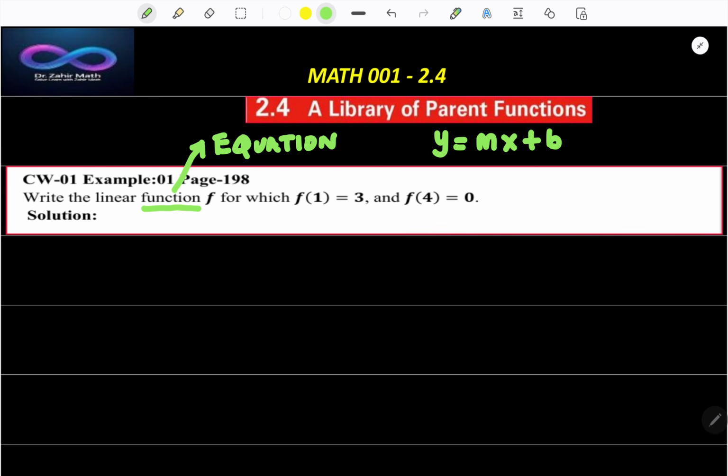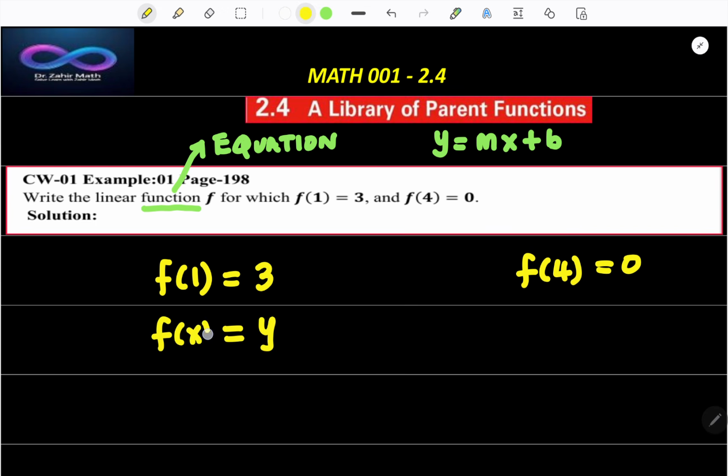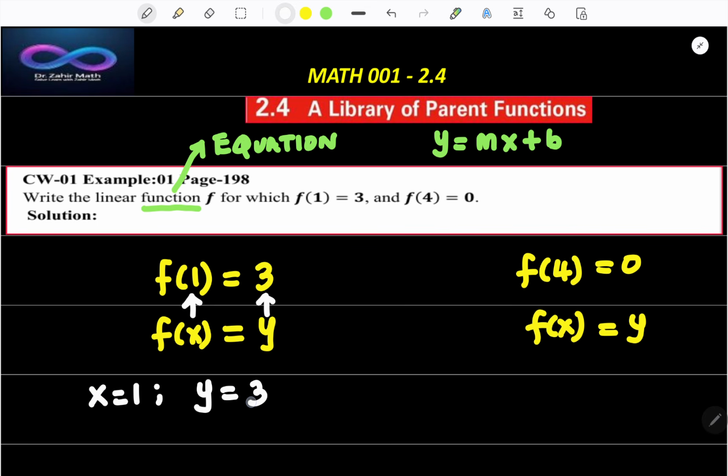For which f of 1 is equal to 3 and f of 4 is equal to 0. What is given? F of 1 is equal to 3, f of 4 is equal to 0. In the school, do you remember? We write y is equal to f of x. The same thing you are going to write here. What is your y? 3. What is your x? 1. So x is equal to 1, y is equal to 3.